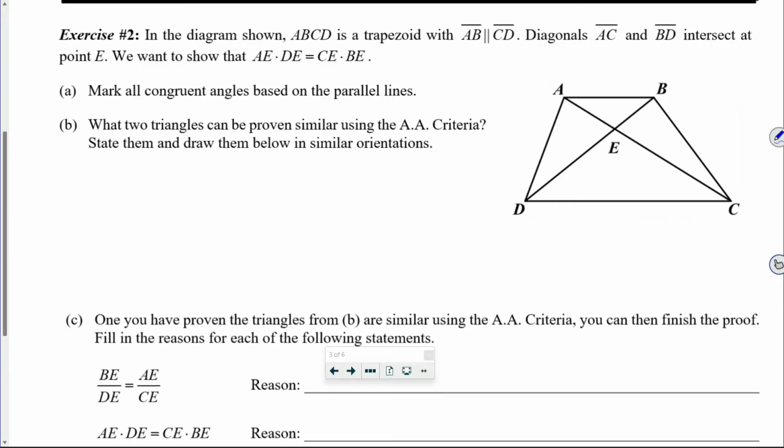In the diagram shown, ABCD is a trapezoid with segment AB parallel to segment CD. Diagonals AC and BD intersect at point E. We want to show that AE times DE is equal to CE times BE. Letter A. Mark all congruent angles based on the parallel lines.